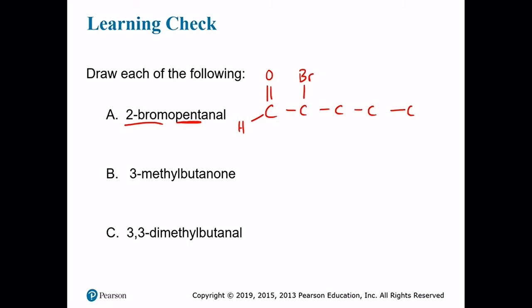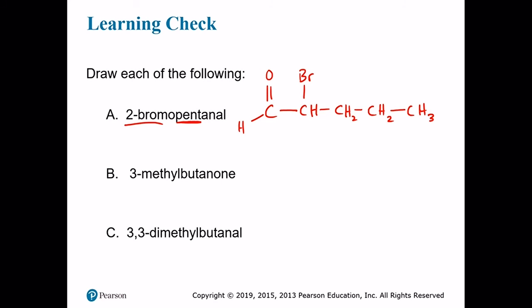And then all I have to do is fill in the remaining hydrogens. This carbonyl carbon doesn't need any more, so I can just fix that bond between them, make it a little nicer. This carbon with the bromine on it has 3 bonds already, so it just needs 1 more hydrogen. This carbon has 2, so it needs 2 more. This one also needs 2 more, and the final one needs 3. And so this is 2-bromopentanol.